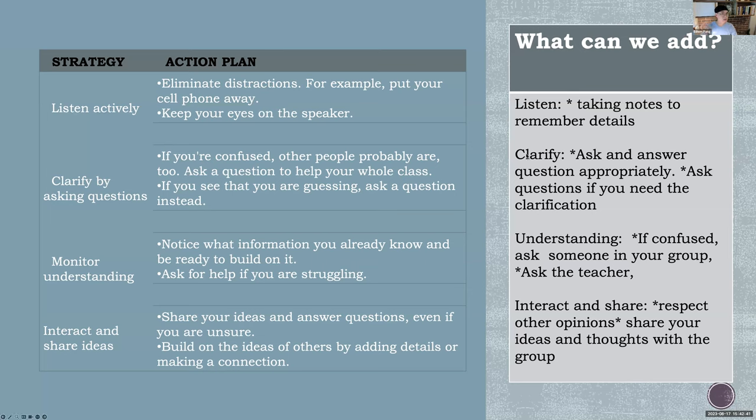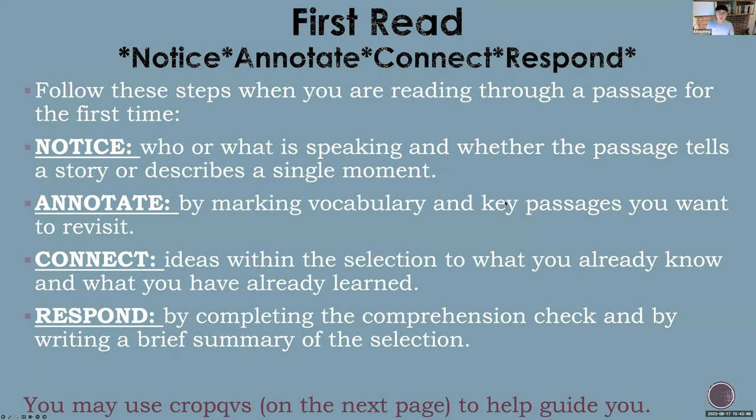If you remember, listening, clarifying, understanding, and interacting. These are the main skills, okay? But parked under this are these other sub-skills, right? So when I ask you to listen actively, I'm asking you to notice, right? So it's linked. When I ask you to clarify, I'm asking you to ask questions, I'm asking you to mark up the text, to annotate, all right?